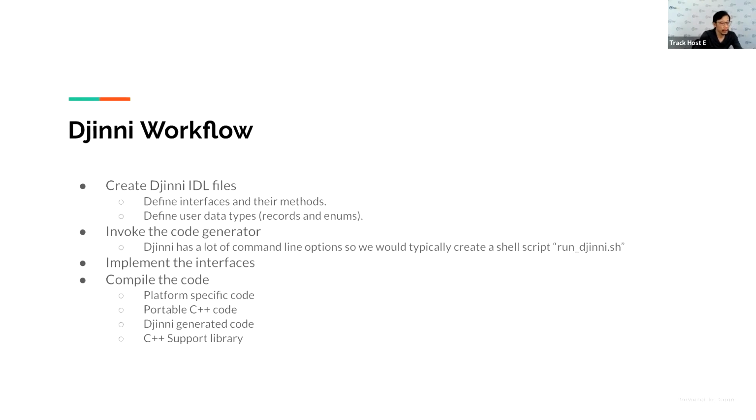Then you call the code generator on the command line. Djinni has a lot of command line options to customize your output. So we typically would create a shell script called run-djinni.sh and put all these command line arguments into that script file. Once the code generation is complete, it will generate a bunch of interfaces in your preferred language, and then you can just take these interfaces and implement them in your implementation language. It's mostly C++. Once all the code is written, you just compile everything and link it together and create your final app.